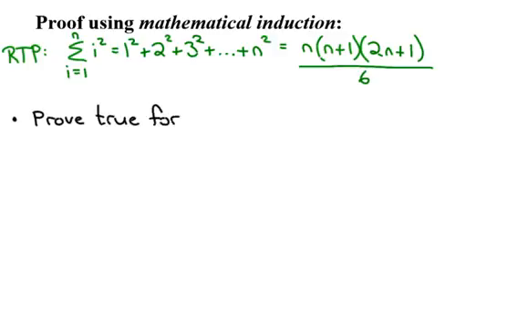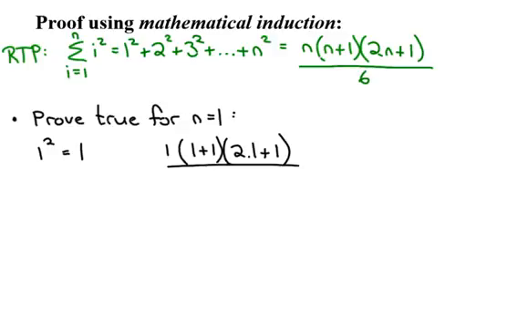So we're going to prove true for n equals 1. If n is equal to 1, I've just got 1 squared on my left-hand side there. So I've just got that 1 squared is equal to 1. Cool. Then if we go to the right-hand side and we make our n to be 1, I'm going to have 1 times 1 plus 1 times 2 times 1 plus 1 over 6. Work that all out and I get 1. So the left-hand side is equal to the right-hand side. Therefore, it's true for n is equal to 1.